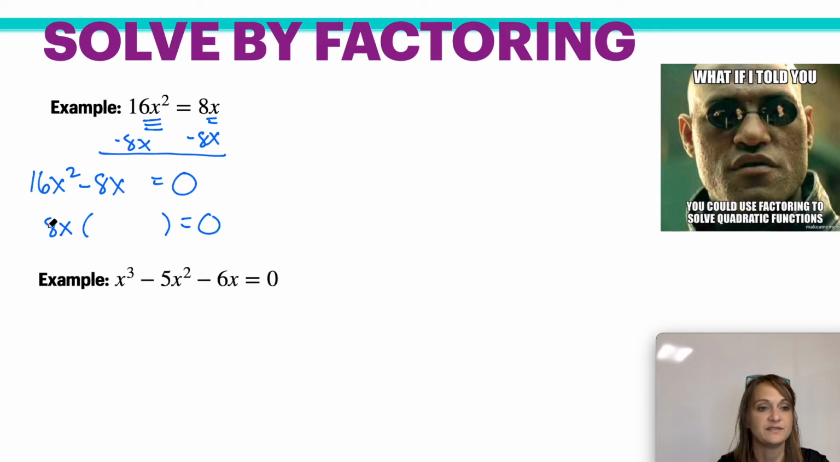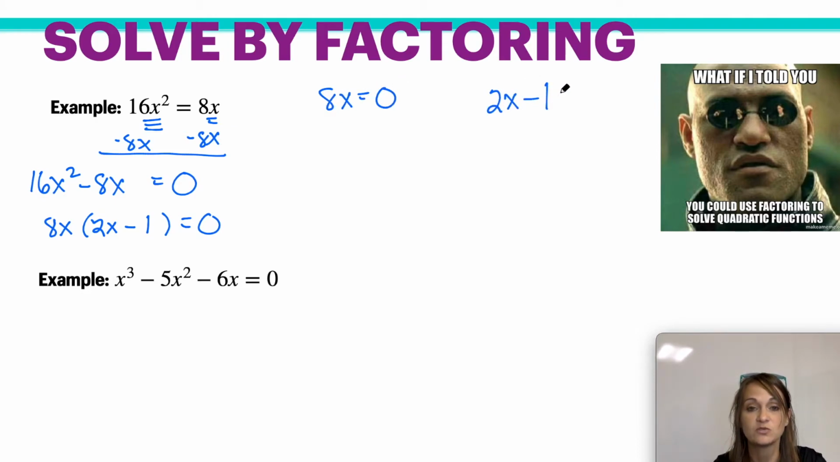And then what's left? 8 times 2 gave you 16. If I factor out an x, I still have one x left. And then I factored out this entire term. I pulled out the 8 and the x, so you need a placeholder of a 1. Now that you have two factors that are multiplied together, 8x and 2x minus 1, you can set them both equal to 0. 8x could equal 0, or 2x minus 1 could equal 0. In this case, you would divide by 8 and you would get 0.